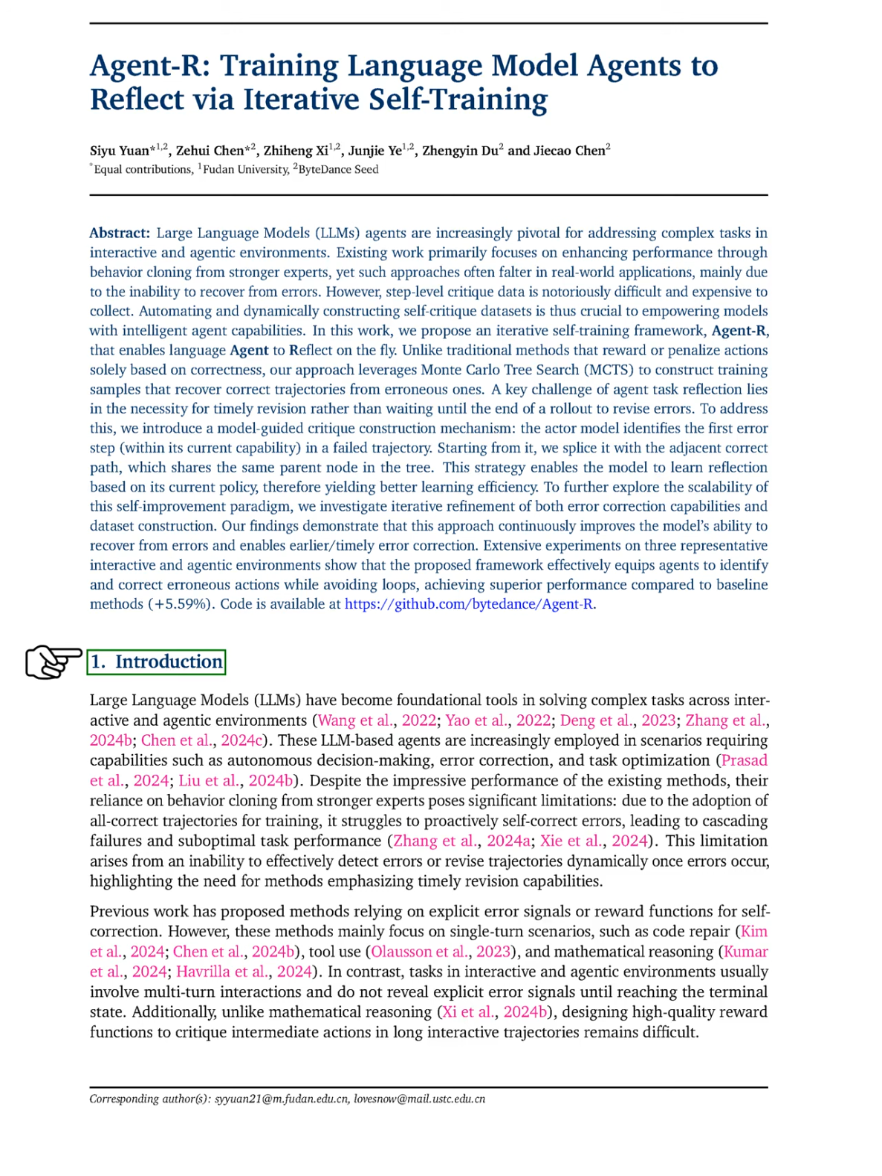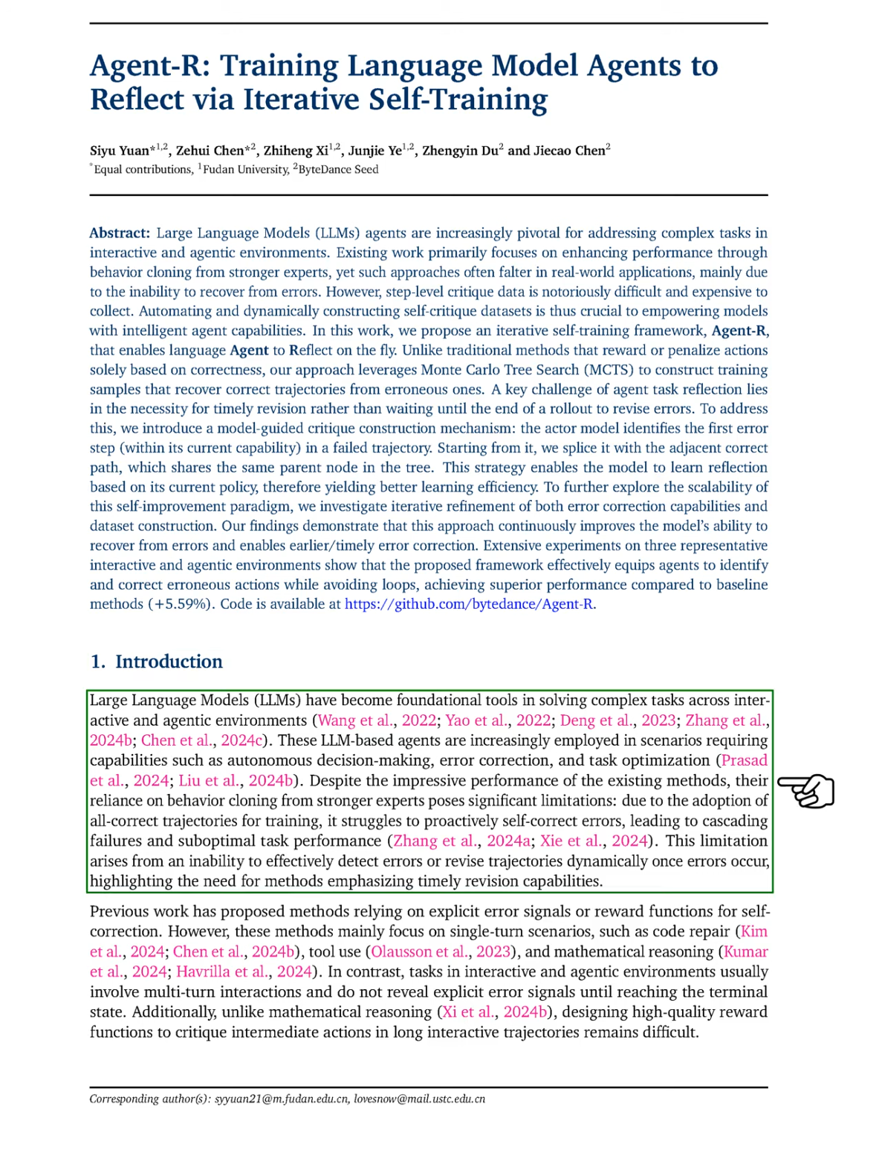Section: Introduction. In this section, we discuss the role of large language models, LLMs, as essential tools for tackling complex tasks in interactive environments. We observe that LLM-based agents are increasingly used for tasks that require autonomous decision-making, error correction, and task optimization. However, we note that existing methods face limitations due to their dependence on behavior cloning from expert models. This reliance on perfect trajectories for training hinders the agent's ability to self-correct errors, which can lead to a series of failures and less effective task performance.